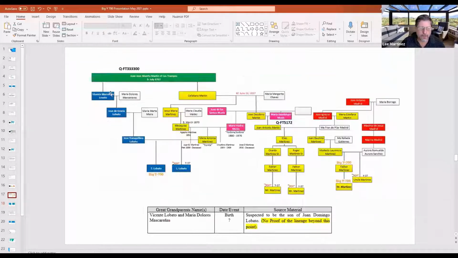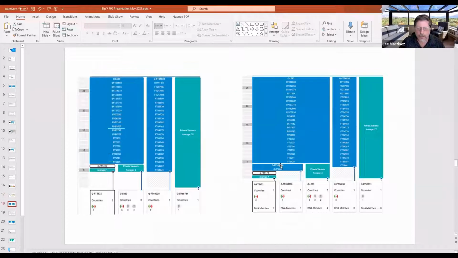This Lobato line, which is really a Martin line, which is really an Espinosa line, which is really a Gomez line, which is really not that either. It's a native line. So if I've learned anything, it's to forget about surnames because they change. What doesn't change is the Y-DNA path. So yeah, this was the branching point here.